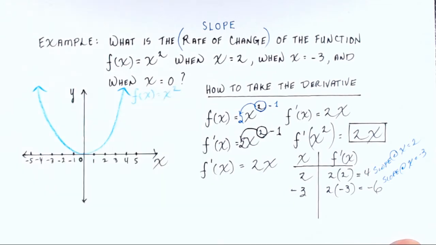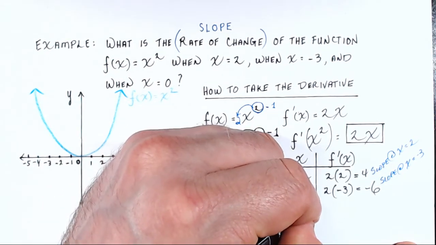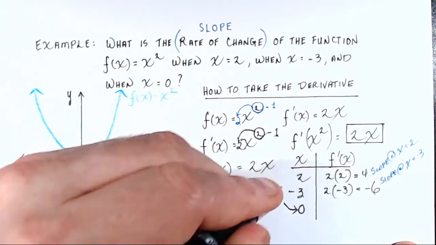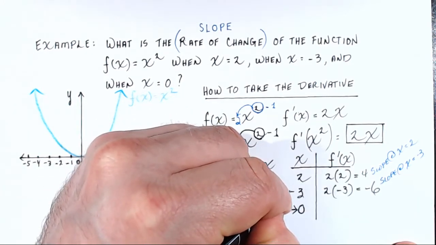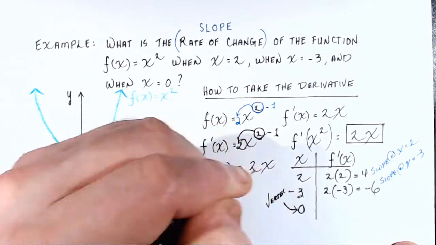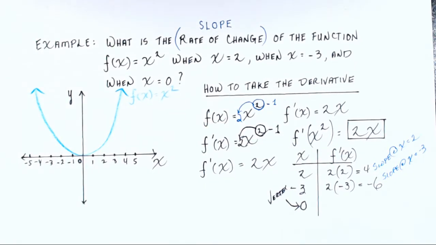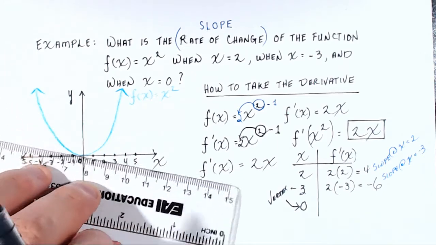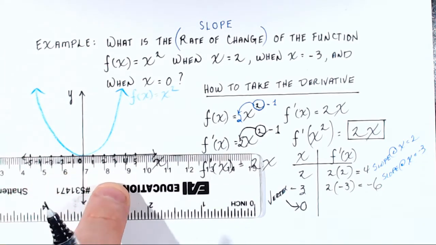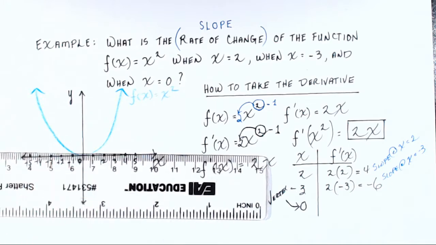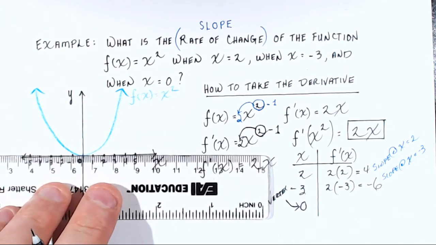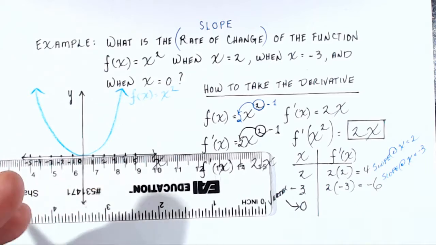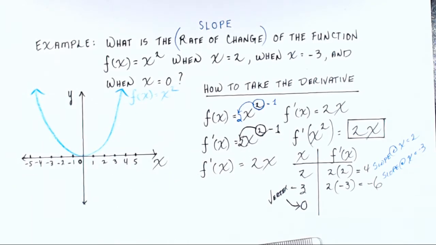How about when x equals 0? And remember, this is a special point on the graph because 0 is the vertex. So what do we anticipate it will be? Come in here with your ruler. By the time you get to that lowest point, you see that your ruler is perfectly horizontal. So the slope of the ruler is 0. So we anticipate it would be 0.